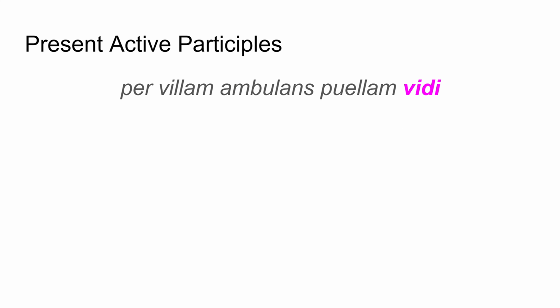I've got vidi, I saw. Then I've got puellam. Now that means the girl. I saw the girl. Nice and easy sentence. However, I've still got per villam ambulans.